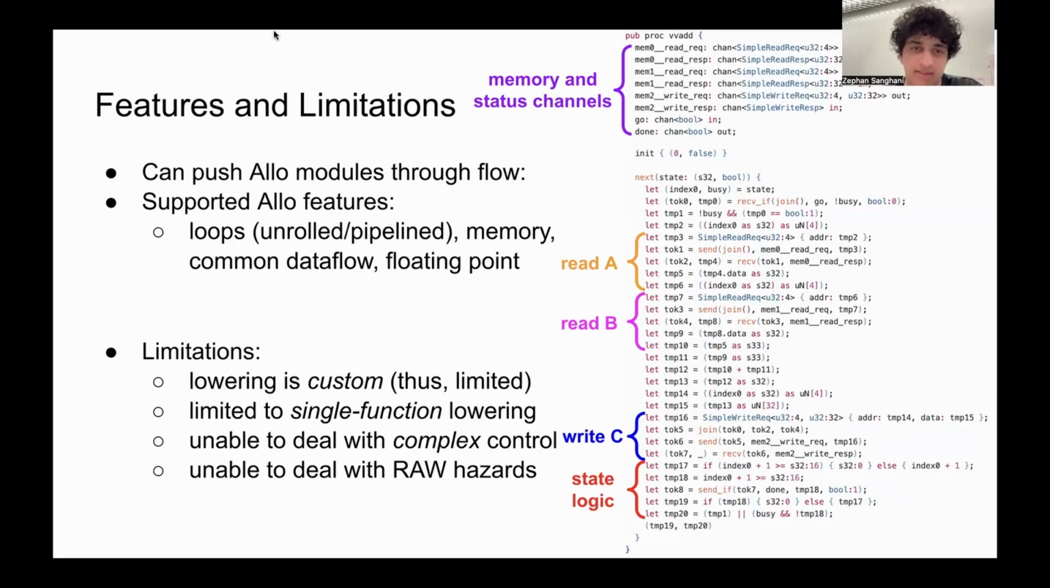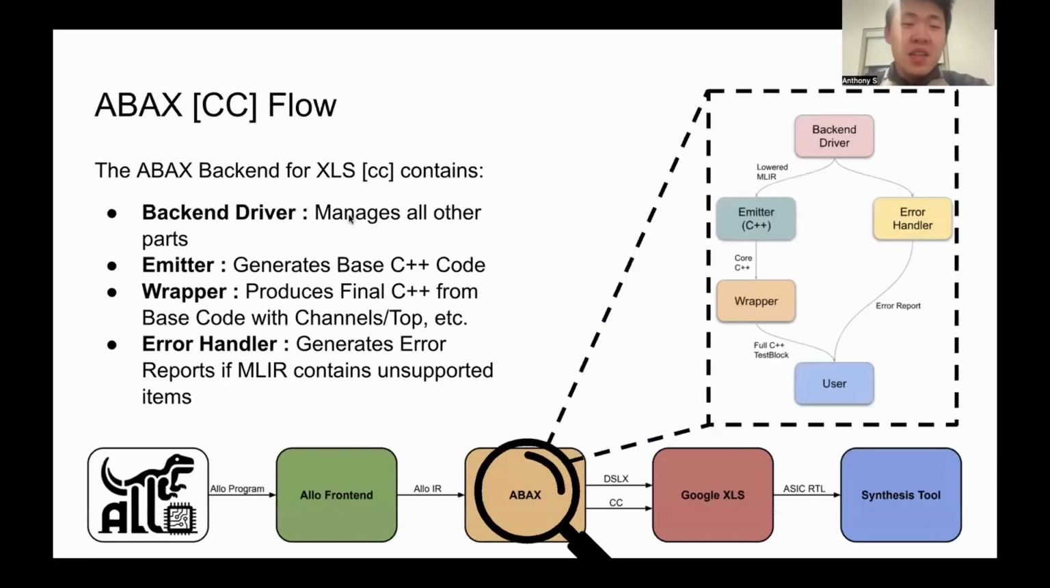We now discuss the C++ backend for ABAX. The backend has four main components. It has a backend driver that manages all the other parts. It has an emitter that generates basic C++ code, and it has a wrapper that takes that basic C++ code and adds the channeling and the top level module to it to get a final result. And also there's an error handler that looks for things that we do not support in the MLIR and then returns an error report to the user.